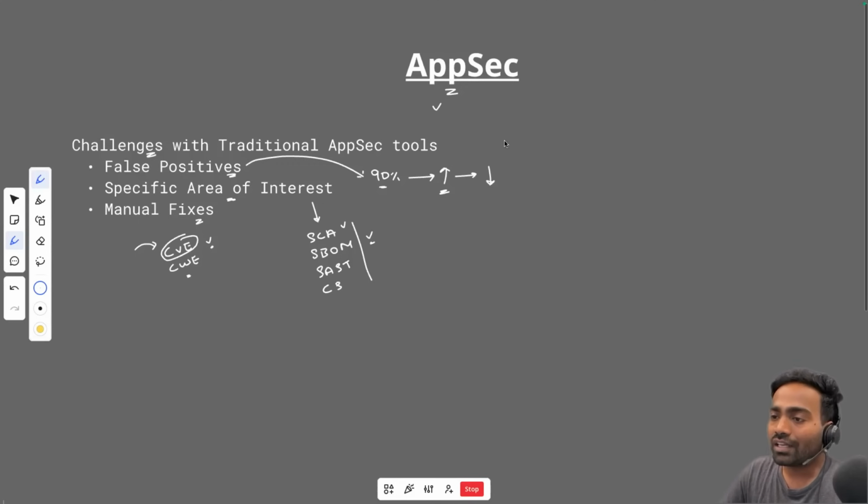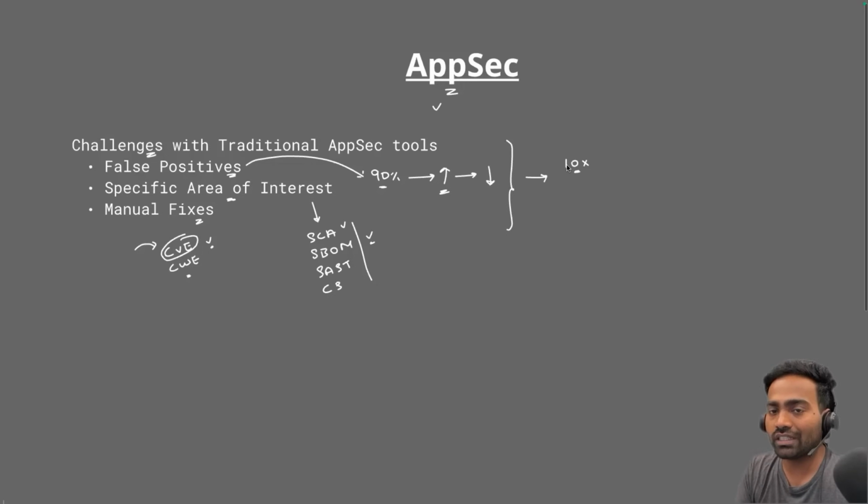Now, these are the challenges with traditional AppSec platforms, and Qwiet AI handles them with ease. The first thing, number of false positives. Qwiet AI is 10 times better when you compare it with traditional platforms. The number of false positives that you see is very, very low.